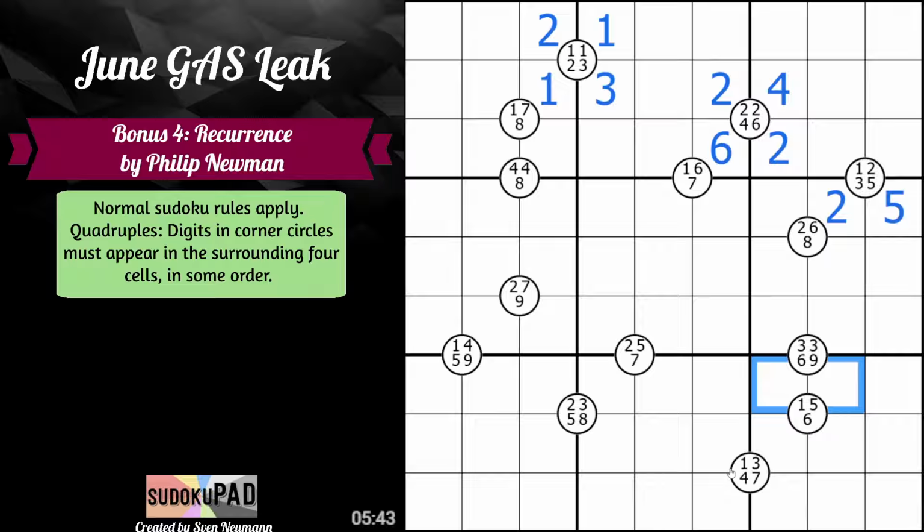Oh, and that kind of does something here because, well, not kind of, it does. 3 will then have to go in one of these two cells. And if 3 goes in one of these two cells, where does 3 go in this quadruple? It has to go there because it can't go there by the row, and I guess it also can't go there by the box.